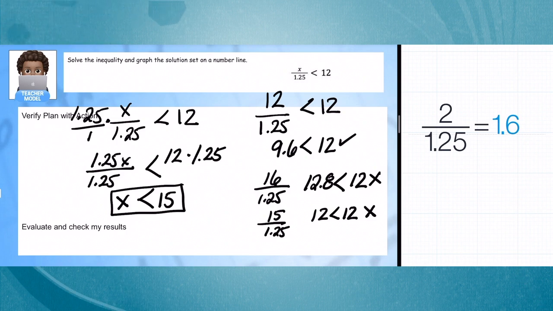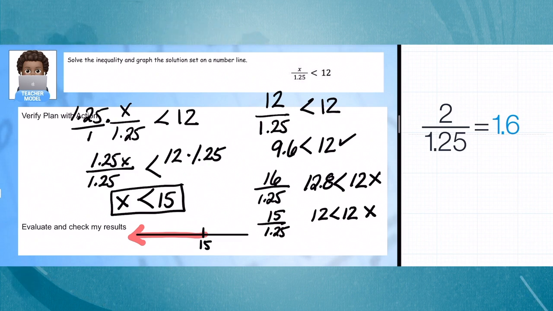So watch how we actually graph this, Math Marbles. We're going to make a line. We draw a number line. And in the middle of the number line, we put 15. And what we're going to do is highlight every single number that is less than 15. That is how we actually graph this.